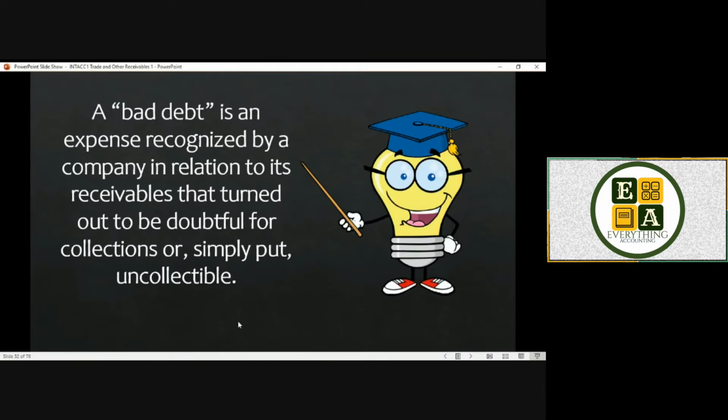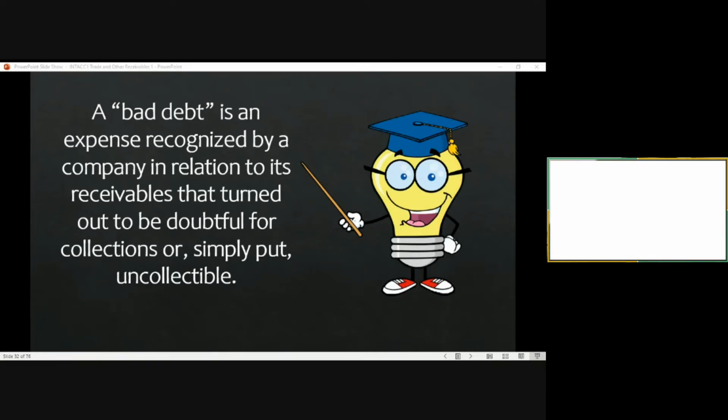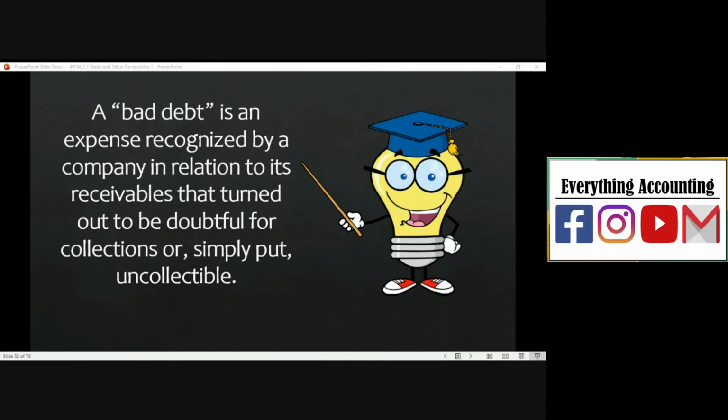Ibig sabihin, pag meron kang duda pa lang, guys, duda, hindi ka pa sure. You're not yet sure if the receivable will not be collected. So if you're not yet sure na hindi siya mako-collect, you may have it first as an allowance. Gagawin mo siyang allowance. Diyan papasok yung concept ng bad debt. Again, bad debt pag doubtful pa lang for collections.